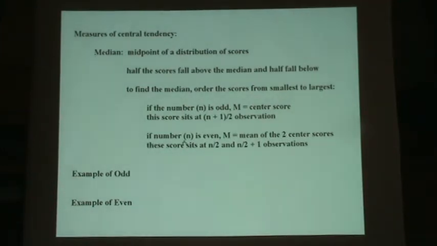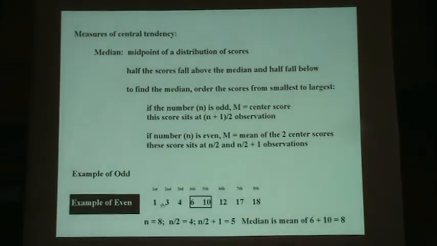Okay, now if the number is even, then the median equals the mean of the two center scores, and these scores sit at the n divided by 2 and the n divided by 2 plus 1 observations. All right, so let me show you this.